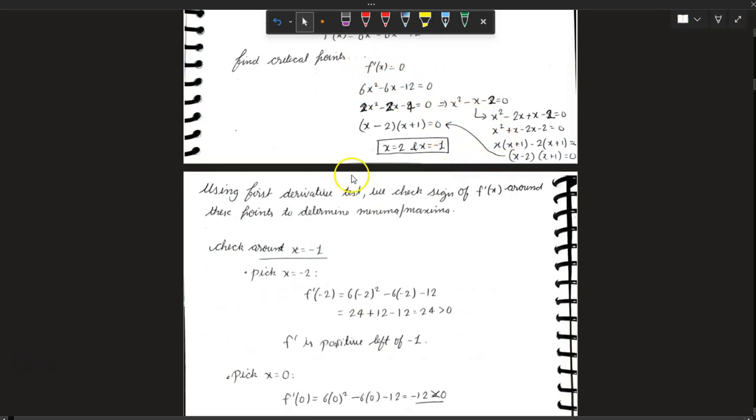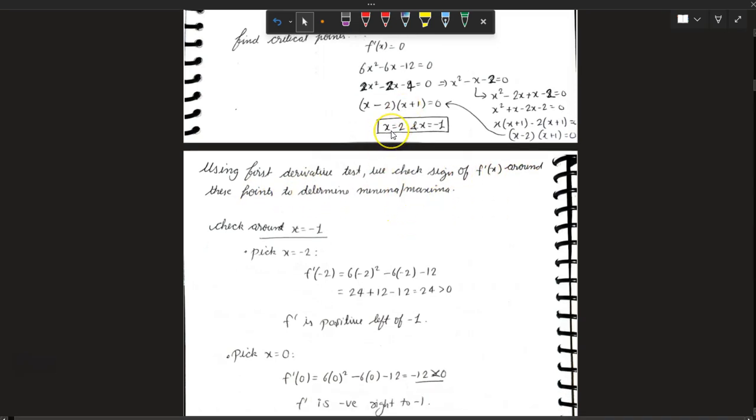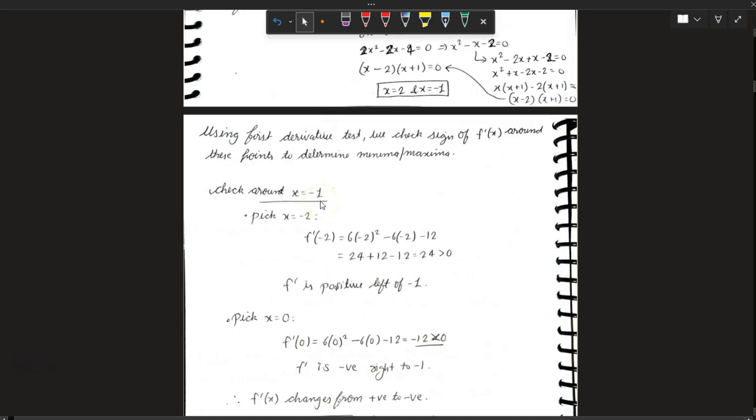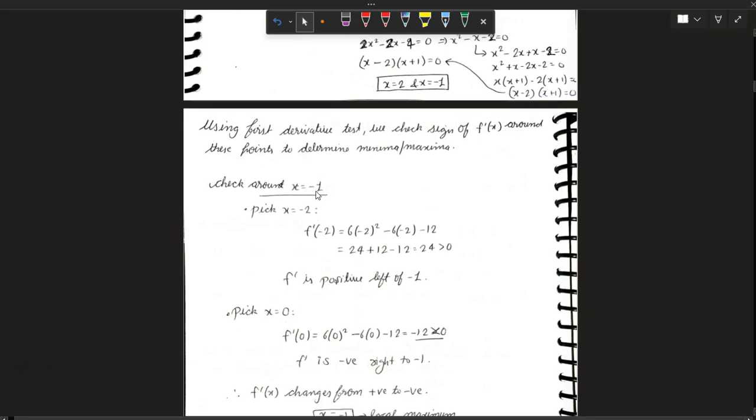Using the first derivative test, we check the sign of f'(x) around these points to determine minimum and maximum. Now you have to see the neighboring points around 2 and minus 1, to check whether the point is changing sign or not. Check around x = minus 1 first. Take a point smaller than minus 1 and a point bigger than minus 1. First take a point on the left side of minus 1, that is minus 2.